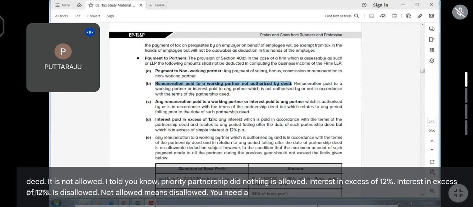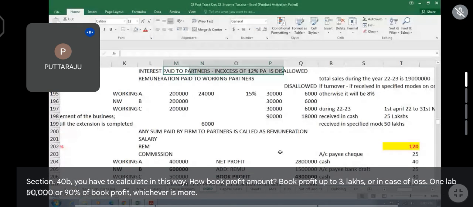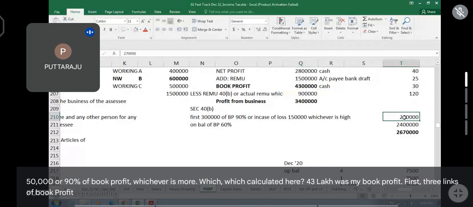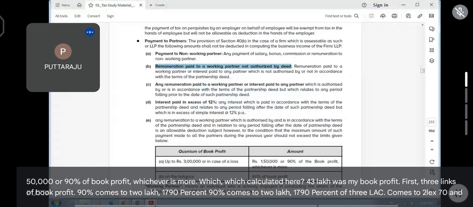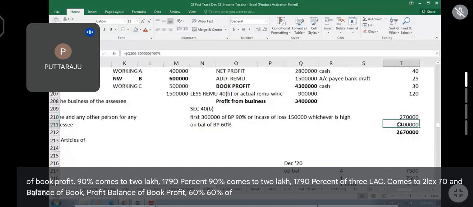Any remuneration to a working partner which is authorized by section 40B, you have to calculate in this way. How? Book profit up to 3 lakhs or in case of loss, 1,50,000 or 90% of book profit, whichever is more, which we calculated here. 43 lakhs was my book profit. First 3 lakhs of book profit, 90% of 3 lakhs comes to 2 lakh 70,000, and balance of book profit at 60%. 60% of 40 lakhs comes to 24 lakhs.